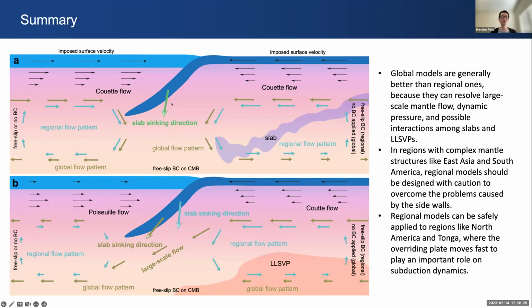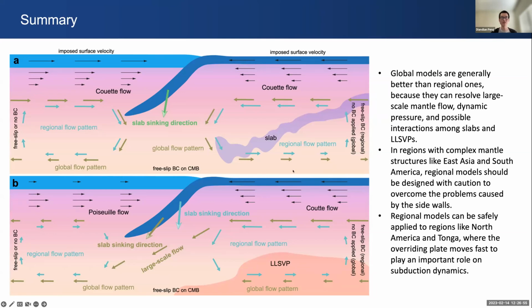So near the slab, these two types of models should have similar mantle flow, and eventually the slab sinking direction will be similar. This is the reason why for North America and Tonga, the regional models predict similar slab structures as in the global model.